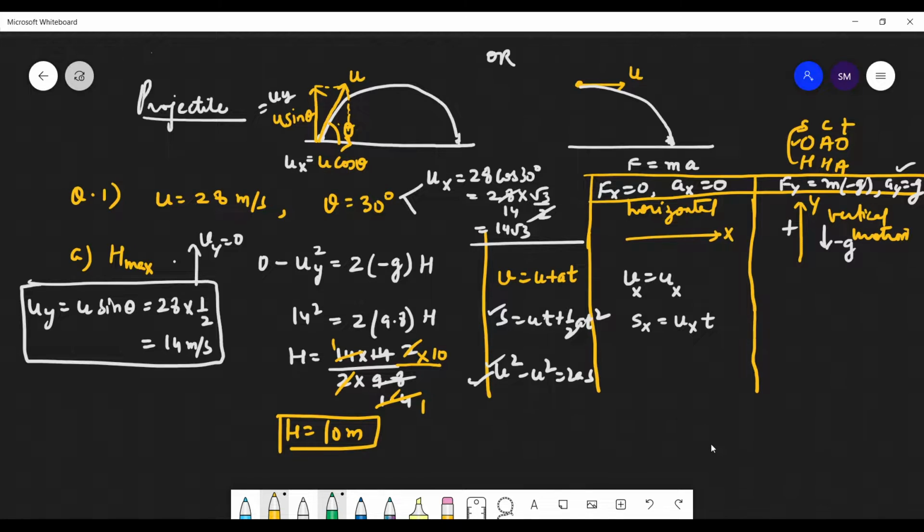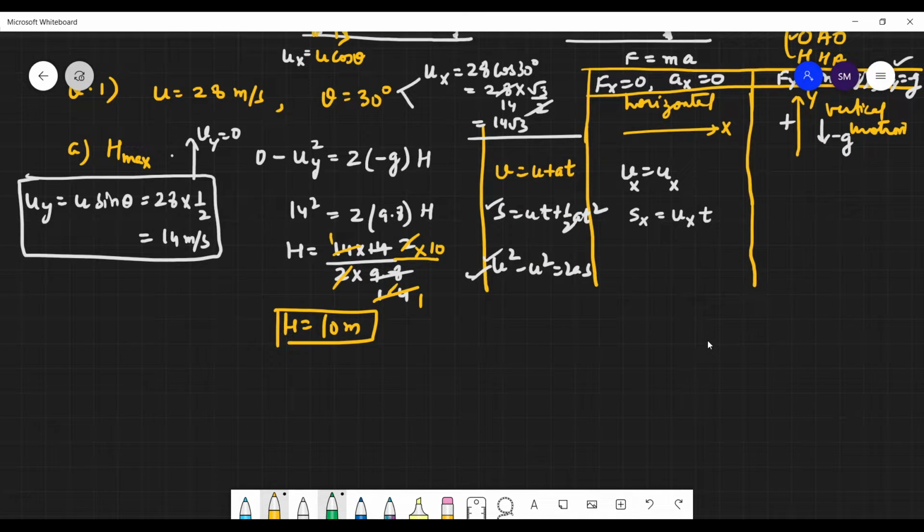Okay. Now the next part of the question is, even you can write the formula for the maximum height. So what is the formula for the maximum height? We have this u square. So this is the formula here you have.